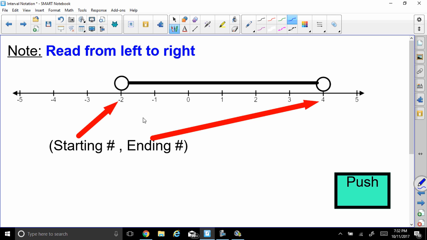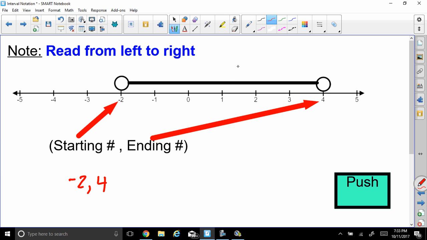Well, we have a starting number here. That'll be our starting number. So we start here from the left, reading from left to right. That'll be -2. So let's put a -2 down here. Put a little comma. Now our other number, the ending number, is over here. It goes to 4 and stops right there. So that is our ending number, +4.